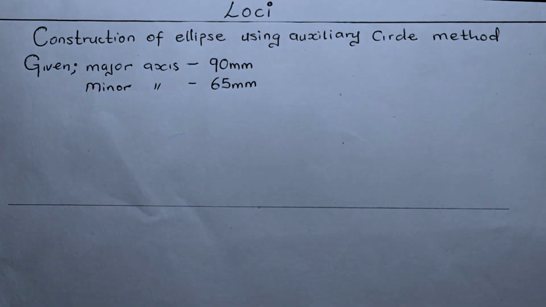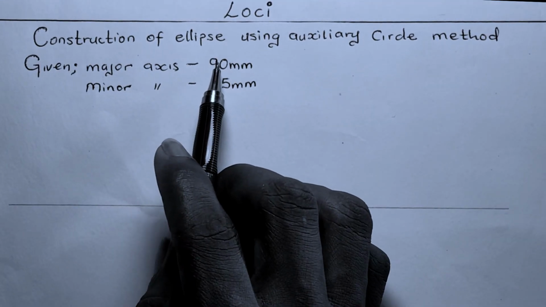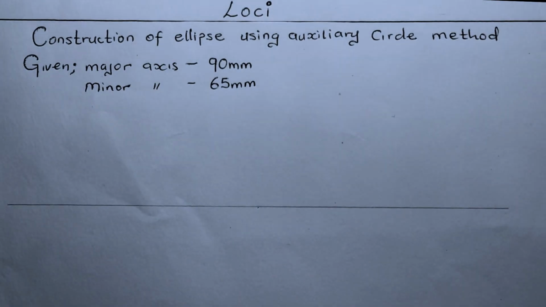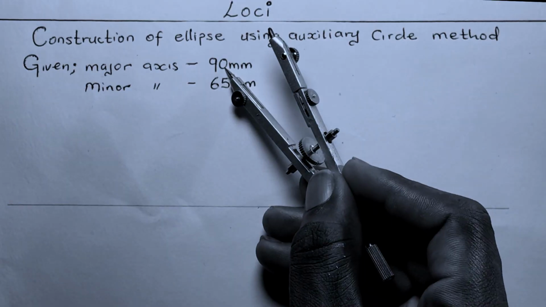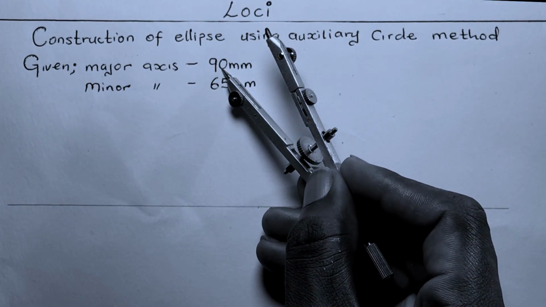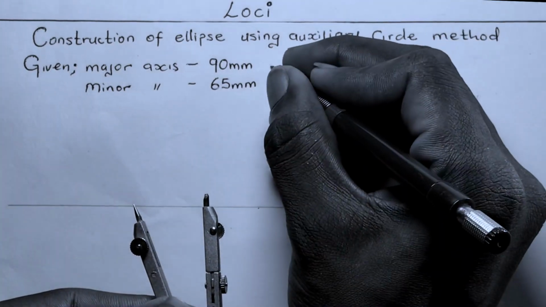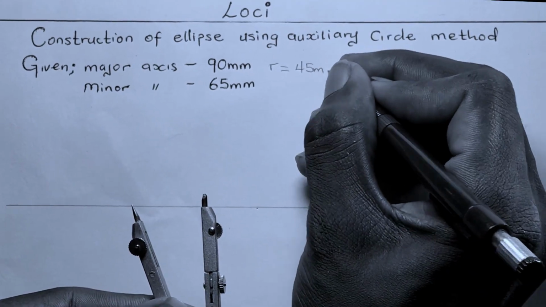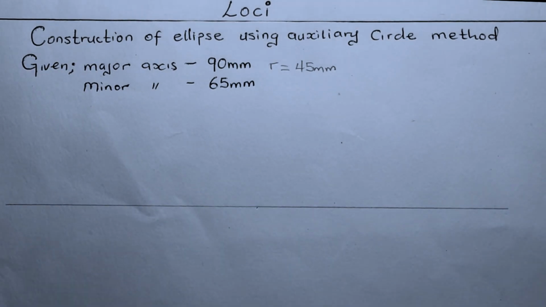After drawing a horizontal line, the next thing to do is to get our major axis, which is 90 millimeters, and then our minor axis, which is 65 millimeters. So we are going to be drawing a circle of this diameter, and if we have 90 millimeters as a diameter, the radius will be given as 45 millimeters, which is half of the 90 millimeters.